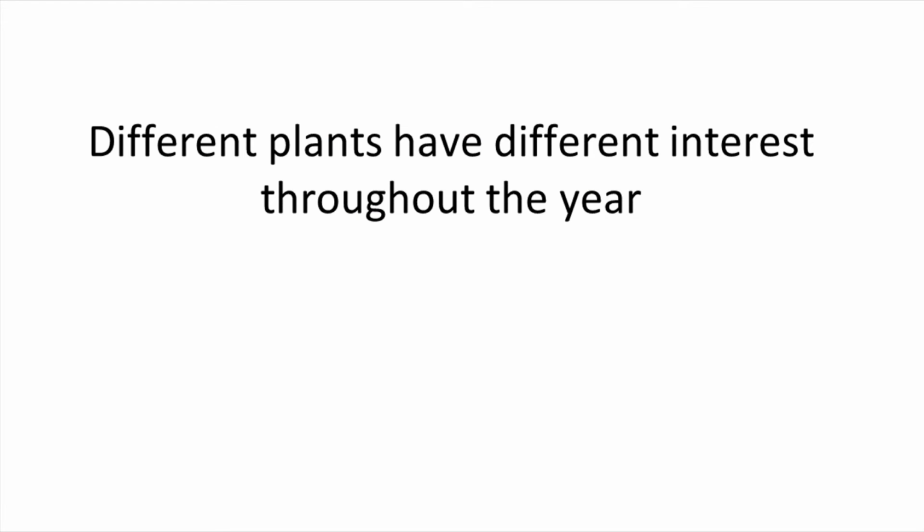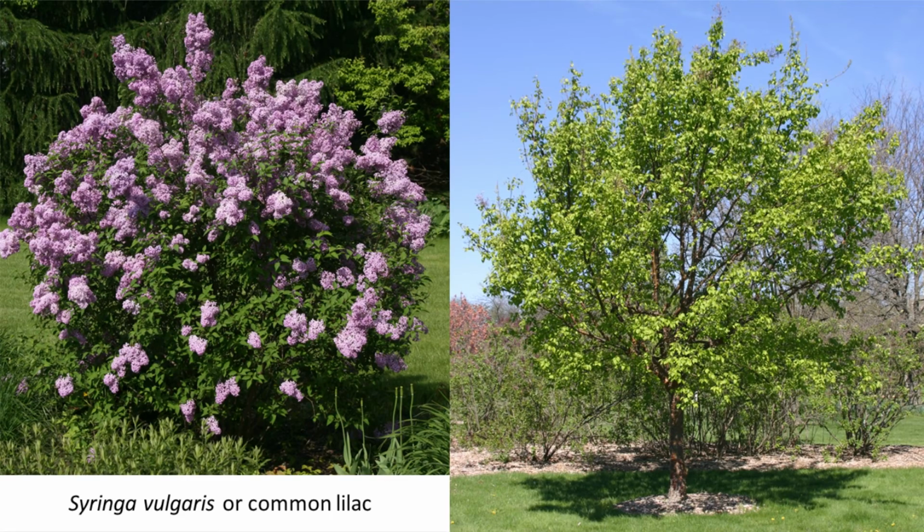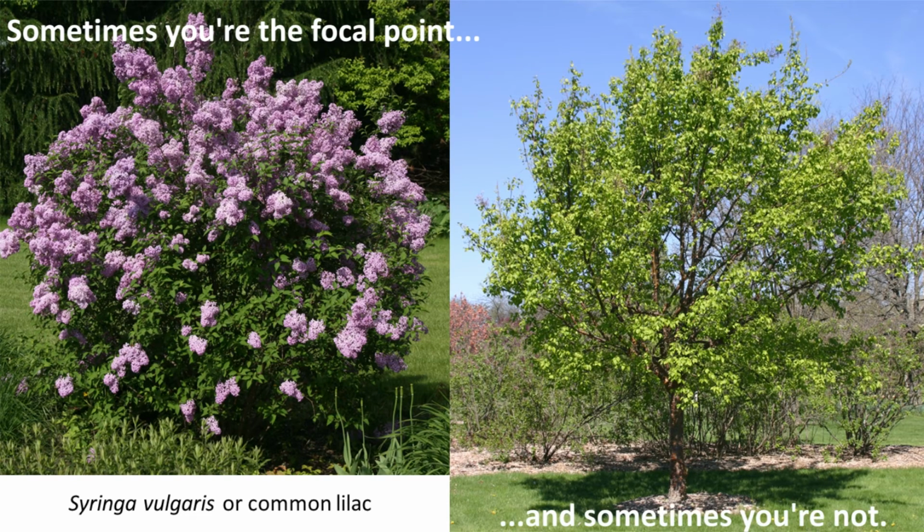One of the major challenges in landscape design is that plants change throughout the season and you have to plan for that. Different plants will have different interests throughout the year. Lilacs, for example, when they're in bloom, demand a lot of attention. But once the flowers are gone, they're plain, green, nondescript shrubs. So the plant as a whole may be a focal point at one time during the season, and later something else has to become the focal point.